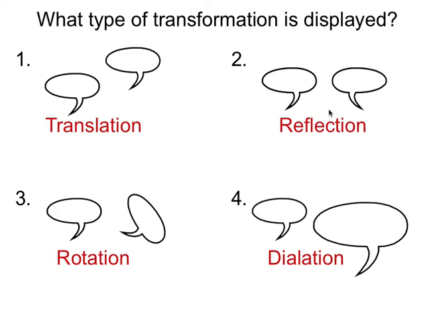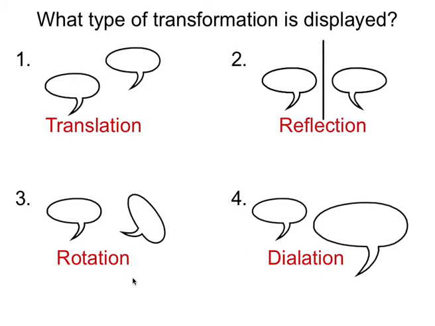Number 2 is a reflection. It is a mirror image along a line of reflection. So I can tell that this line of reflection is straight down the middle. And if you can imagine that you're folding a piece of paper and you want to see where the object lands, that is the image under reflection.